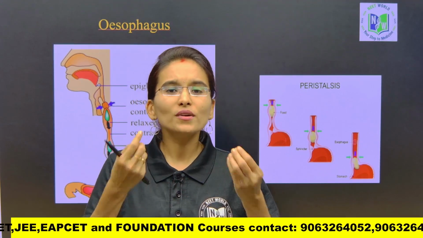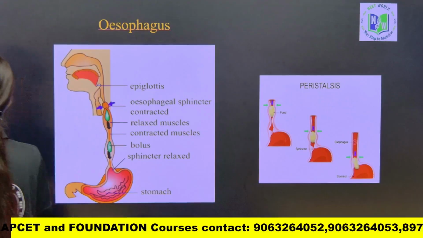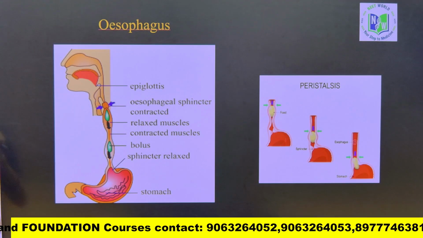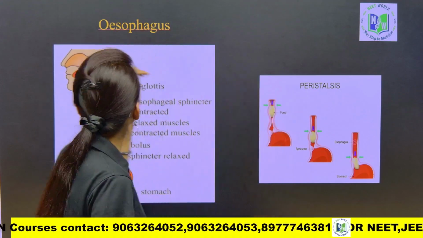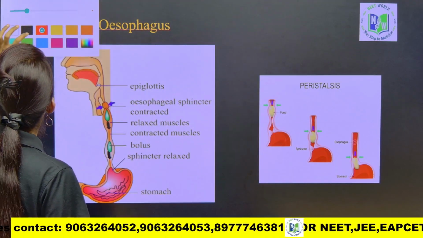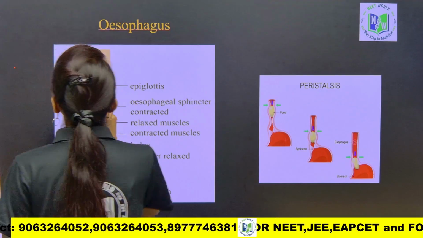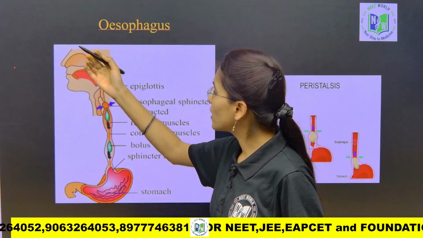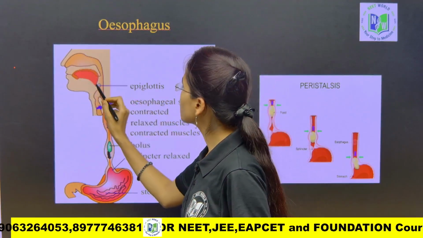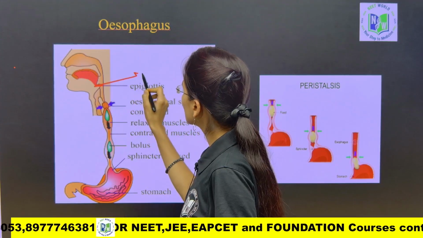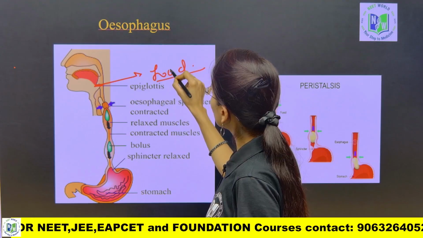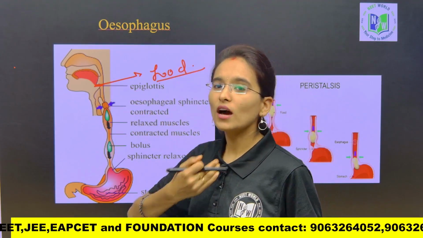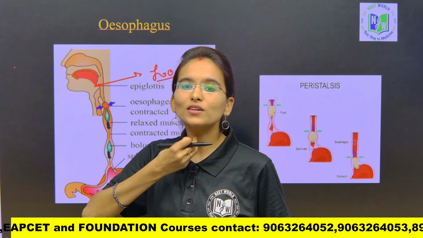Okay, so how is it going to take place? See here. The esophagus is also called the food pipe. Once look into this, my dear students. So here we have understood about the mouth, buccal cavity, tongue, everything. From here the food is going to be swallowed and transferred to the stomach.